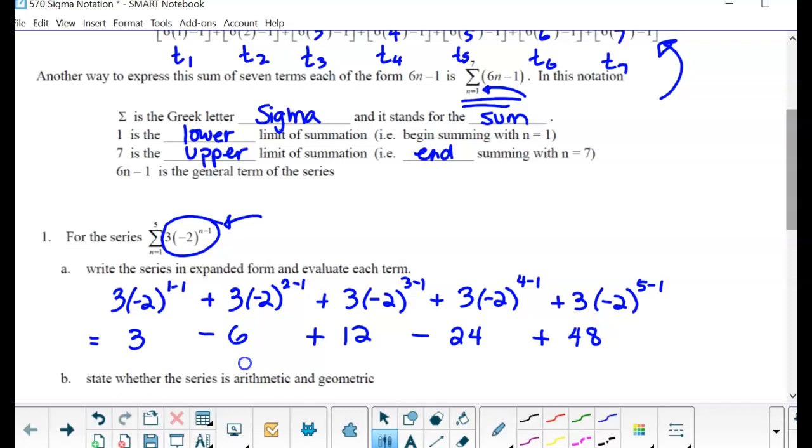It could be n squared. It could be 2 to the n. And so this is pretty easy to see that it compares to Tn equals T1 r to the n minus 1. Okay, but sometimes you can simplify things as well, and it won't look exactly the same. So just remember that.